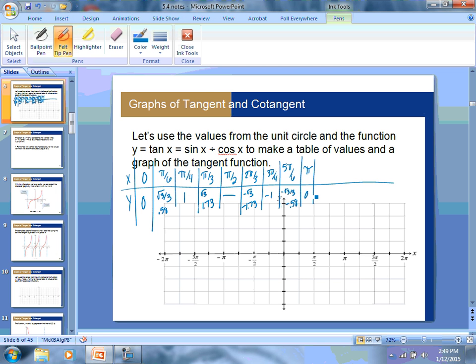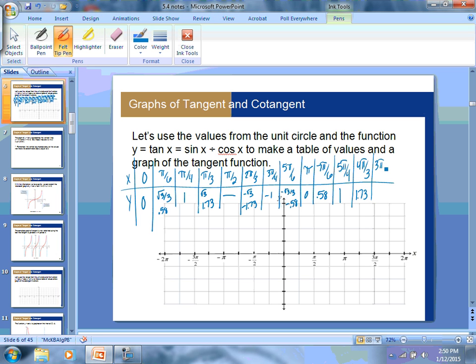We'll be able to see our pattern developing here. So my next increment would be 7 pi over 6. If I take that terminal point and put the sine value over the cosine value and simplify, I'm going to get that square root 3 over 3 again, which is the 0.58. And then at 5 pi over 4, that'll be a 1 again. And then for 4 pi over 3, I'm going to get the 1.73, which is really the square root of 3.